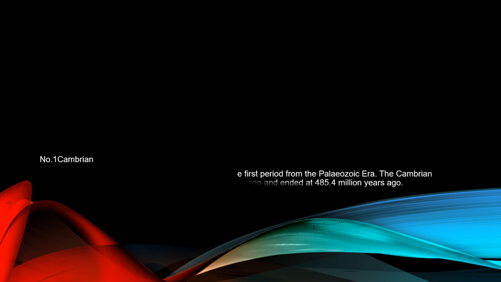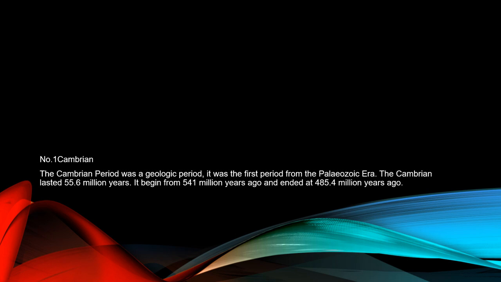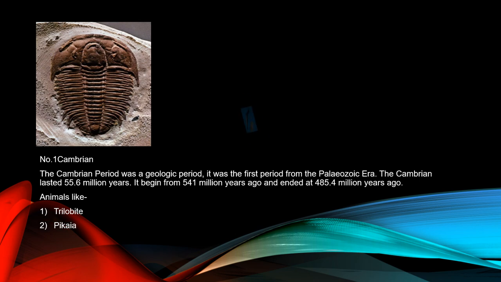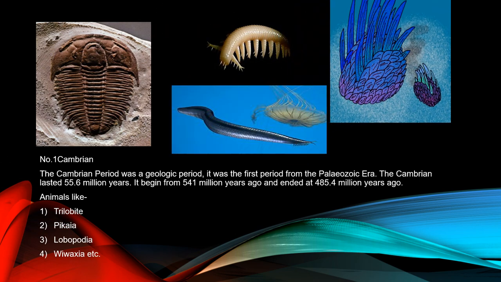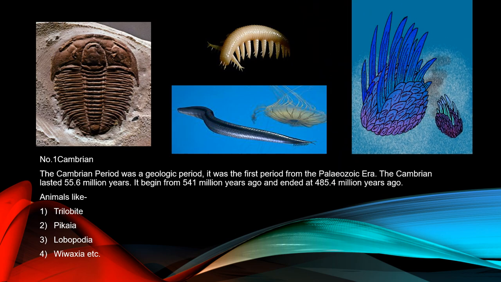The Cambrian period was the geologic period. It was the first period from the Paleozoic era. The Cambrian lasted 55.6 million years. It began from 541 million years ago and ended at 485.4 million years ago. Animals like Trilobite, Pikaia, Lobopodia and Vivaxia existed in this period.